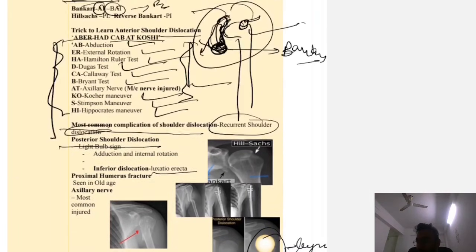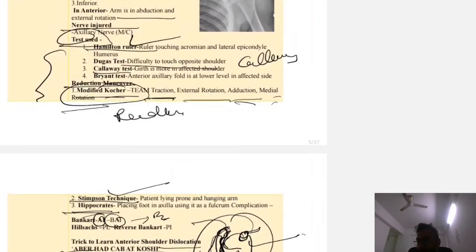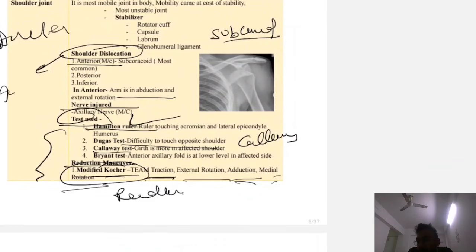Okay. So you have to understand and learn this anterior shoulder dislocation.